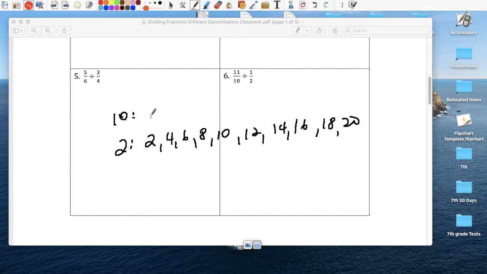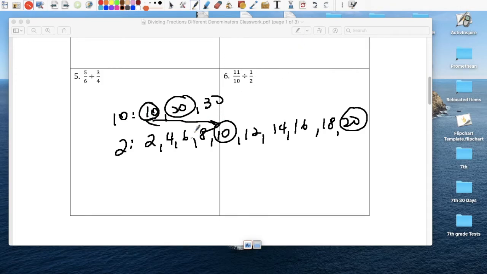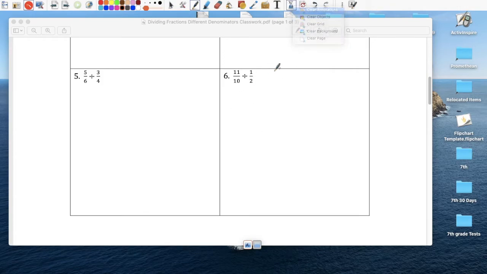And you can do this on top. Notice that you have common multiples 10 and common multiple 20. You can use either of them. But like I said, using the smallest one just makes it easier for everyone. So the new denominators are going to be 10. So notice that the first one is already a 10, so we're just going to keep it.